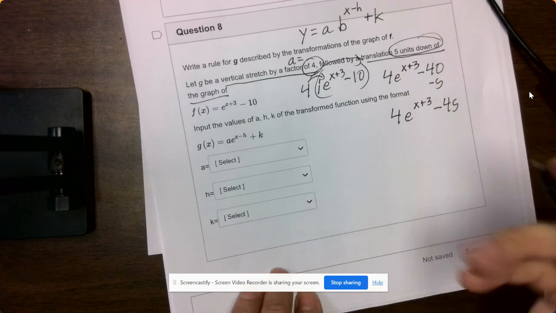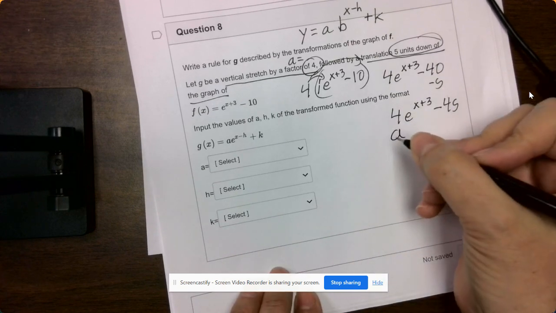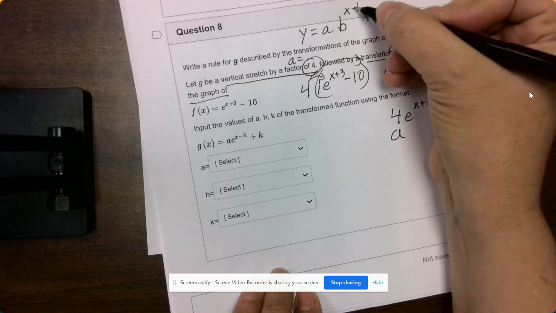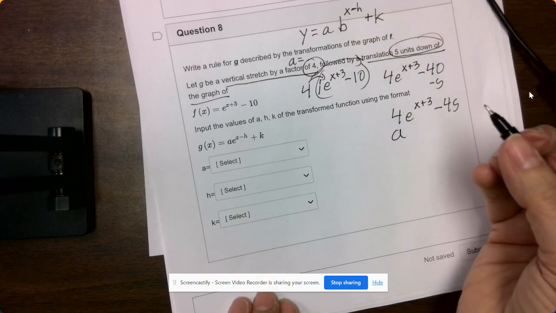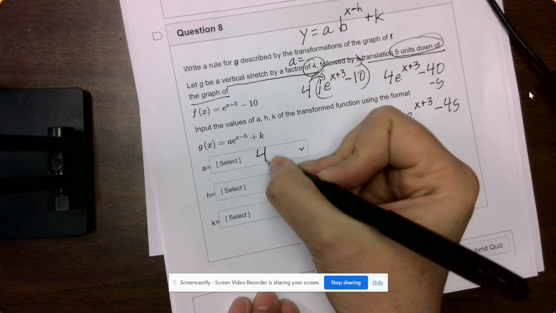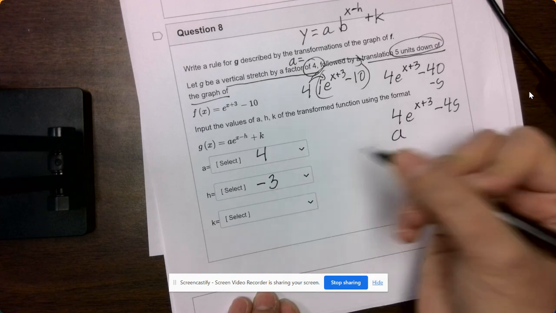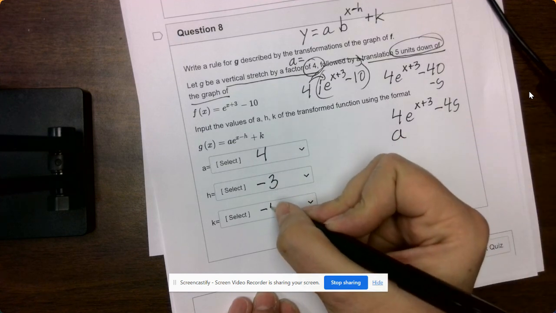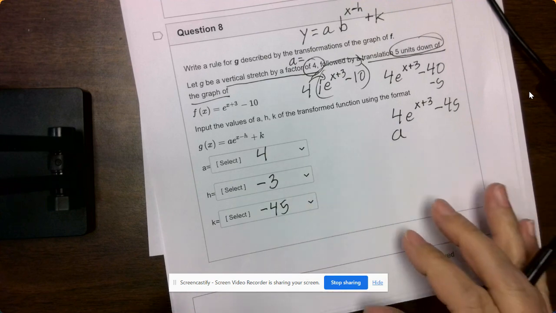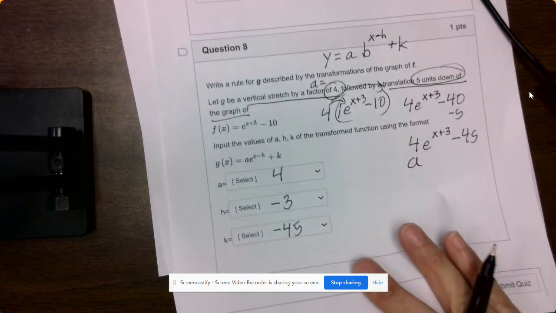Okay, so this is our A value. Remember, it's X minus H, so H is opposite. So A is going to be 4, H is going to be negative 3. Remember, H is opposite. And K is going to be negative 45. Okay, that's it, everybody. Good luck.